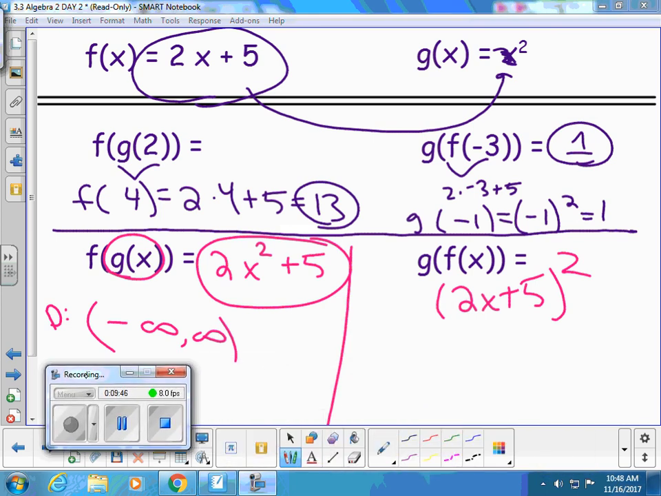Can you distribute the squared? No. I saw some people shaking their heads. Yes, we cannot distribute the squared. Andrew said it. Foil time.